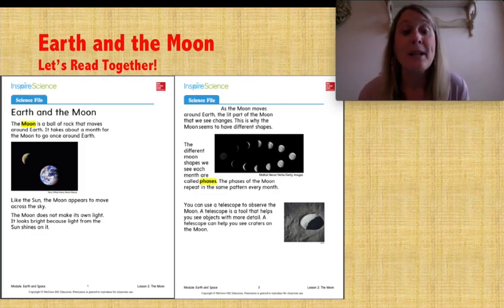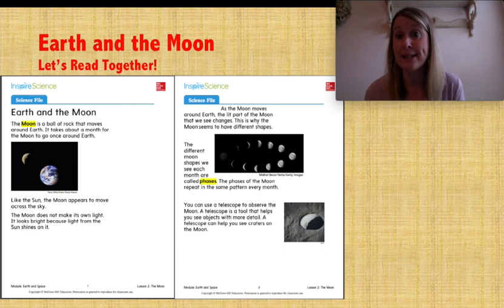A telescope can help you even see craters on the moon. Remember we talked about craters, and there's a picture of one there. Craters are those holes that were made in the moon's surface from crashing asteroids or meteorites, and they just crashed right into the moon and made those big holes.